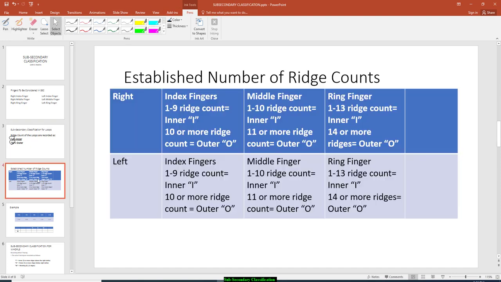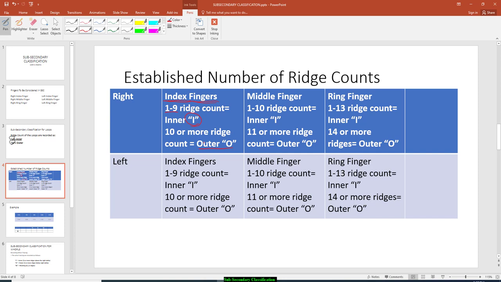Alright, so let us start with the subsecondary classification for loops. These are the ridge counts intended for each finger. For the index finger, the brackets of the ridge count are the following. For the index finger, both right and left hand, 1 to 9 ridges is capital letter I or inner. 10 or more ridges will be outer.